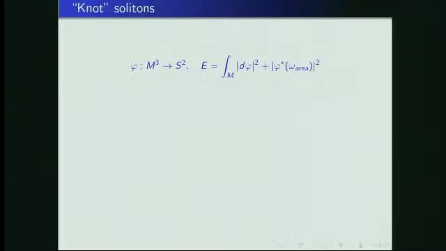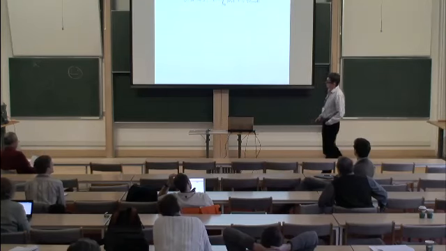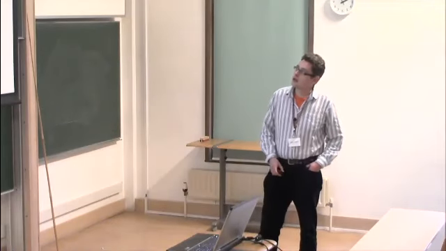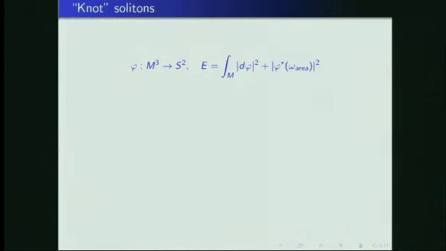I want to be a little bit more general than Derek was. I want to think about these things on a general oriented three-manifold, M3. So a Riemannian oriented three-manifold. So we have a map phi from a three-manifold M into S2, and given such a map, we can define an energy in this way.